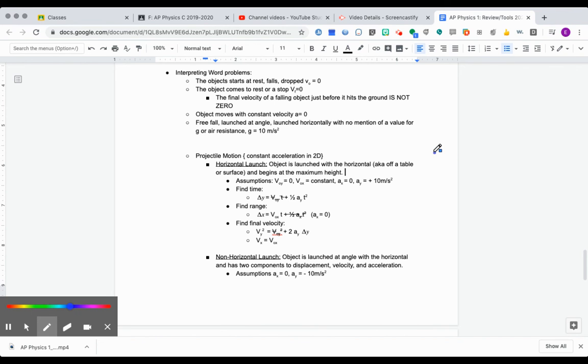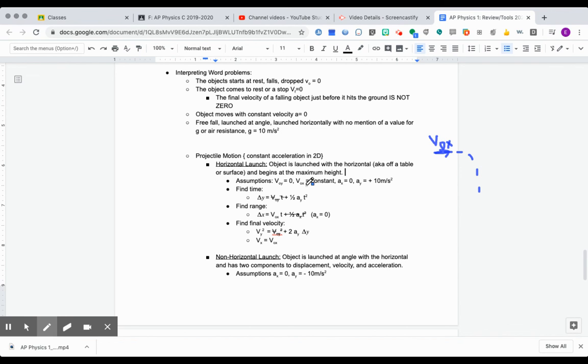That path of motion is half a parabola. So it's half a parabolic path. It begins at its maximum height. The assumptions that we make here are that the y component of the initial velocity is 0, but it only has velocity initially in the x. It has no component to the y velocity because it's launched horizontally.